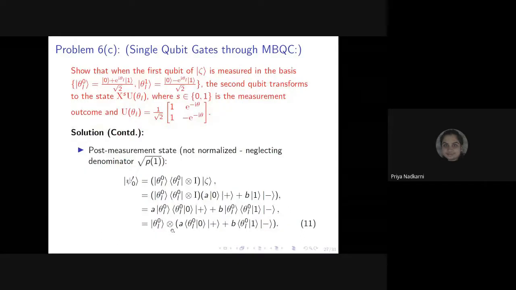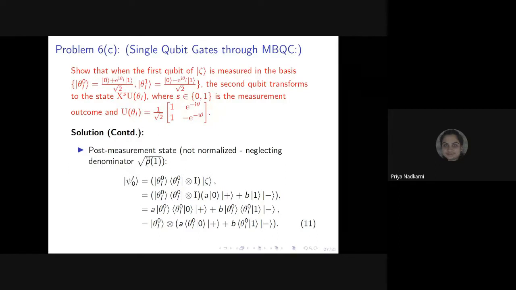The next part of the question is: show that when the first qubit of zeta is measured in this particular basis, the second qubit transforms to a state X-bar^s U(theta)|psi>, where s belongs to {0,1} is the measurement outcome. Here it can be 1 and minus 1, but I've represented it as 0 and 1, where 0 corresponds to eigenvalue 1 and 1 corresponds to eigenvalue minus 1. And here U(theta) equals 1 by root 2 times the matrix with entries 1, e^(-i theta), 1, -e^(-i theta).